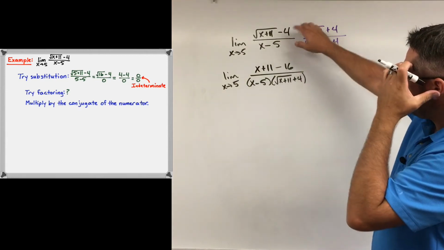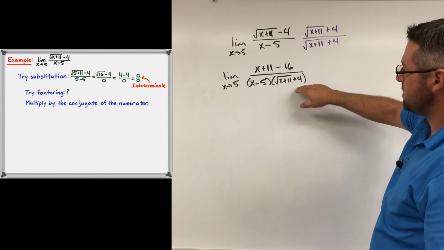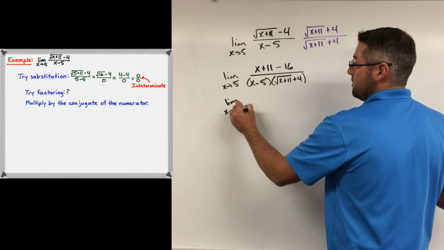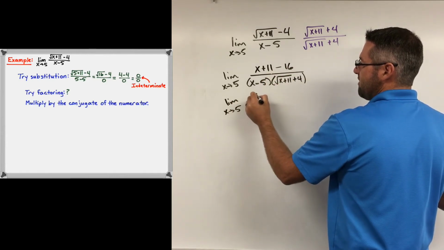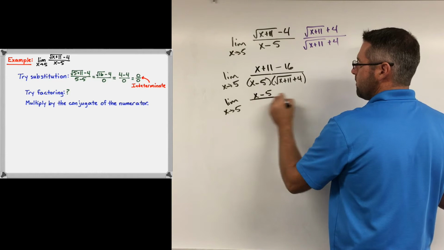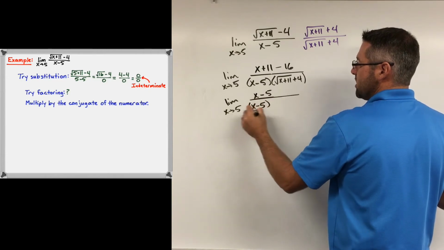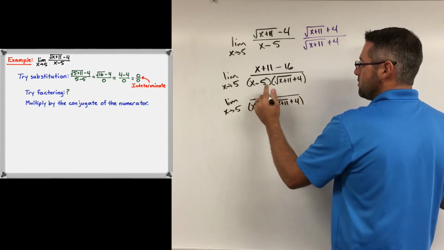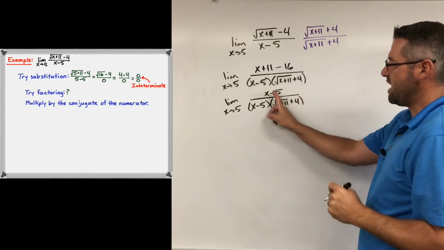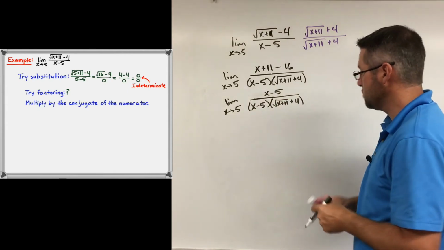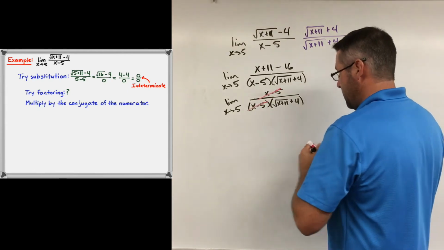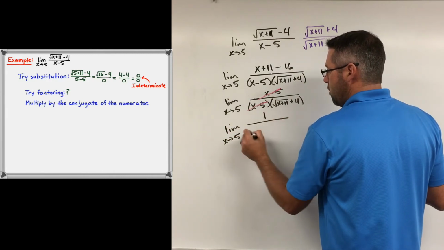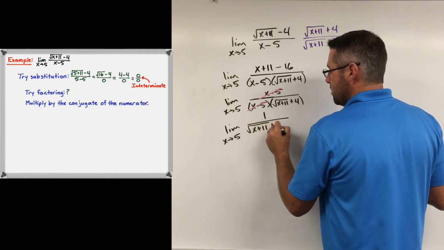Okay, so the top simplified pretty nicely. The bottom, I don't want to multiply that out. That's going to get ugly. And here is why. It's kind of cool. It's really cool. x plus 11 minus 16 simplifies to x minus 5. What? And then on the bottom, you still have x minus 5 times rad x plus 11 plus 4. Well, why is that important? Because now you can see that the x minus 5 on the top and the bottom reduce with each other. And so you're left with the limit as x approaches 5 of 1 over rad x plus 11 plus 4.